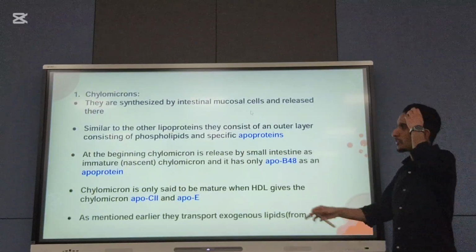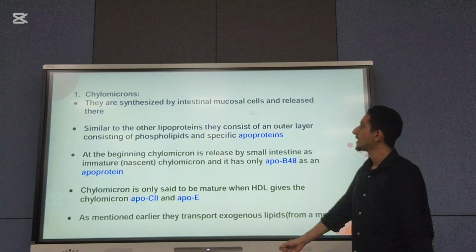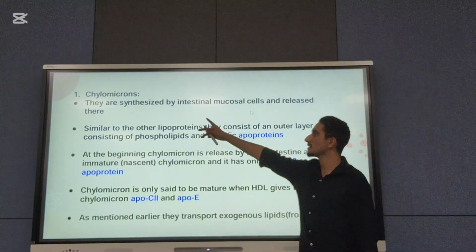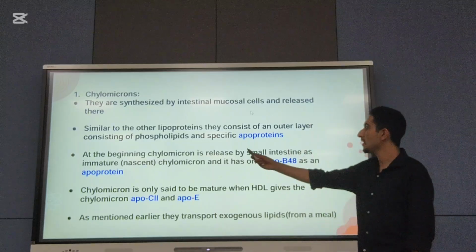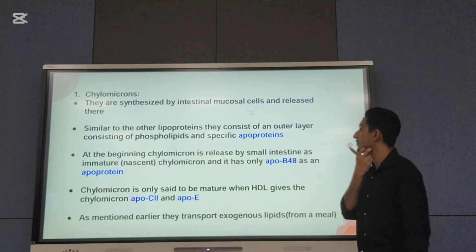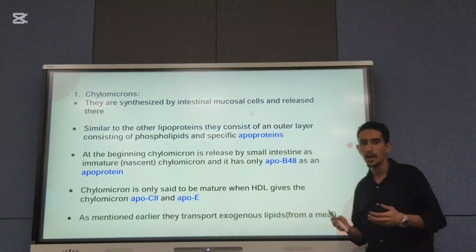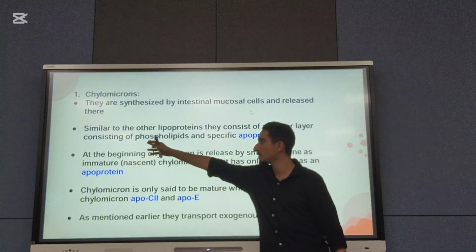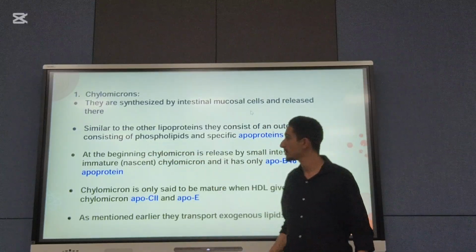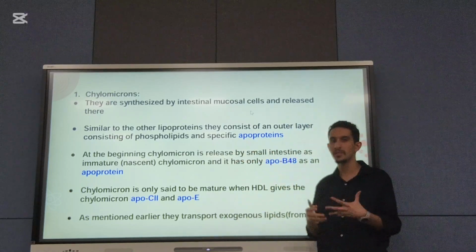Okay, let's start with chylomicron. I'll tell you the story of the chylomicron. As we said, they are synthesized by intestinal mucosal cells. Similar to other lipoproteins, they consist of an outer layer, consisting of a phospholipid monolayer and the specific apoproteins, the blue structures in the first image.